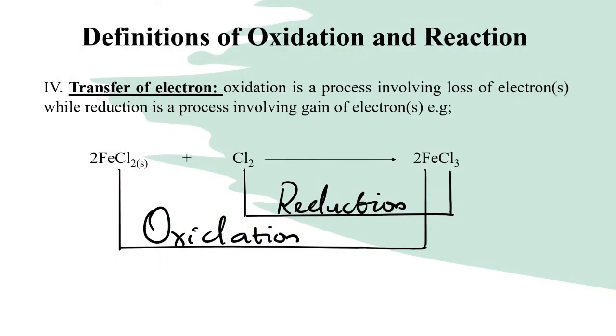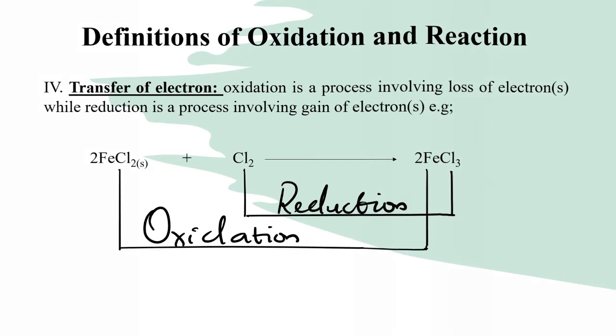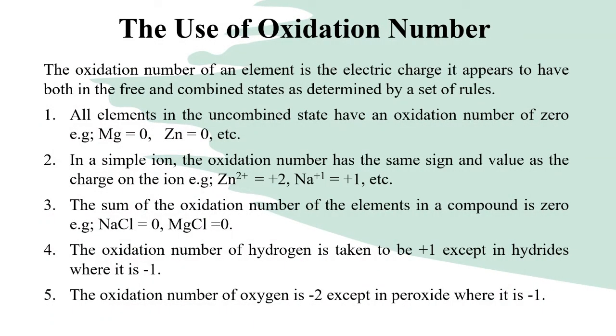Number 4, transfer of electron. Oxidation is a process involving the loss of electron, while reduction is a process involving the gaining of electron. From our example, we discover that iron(II) oxide has a charge of 2 plus, which corresponds to giving us iron(III) oxide from our example. Move to the next subtopic, which is the use of oxidation number.